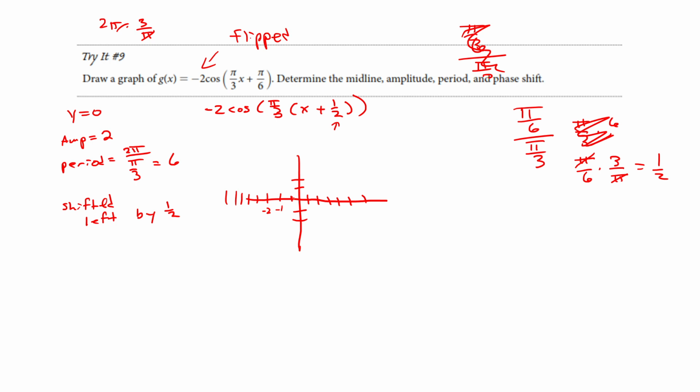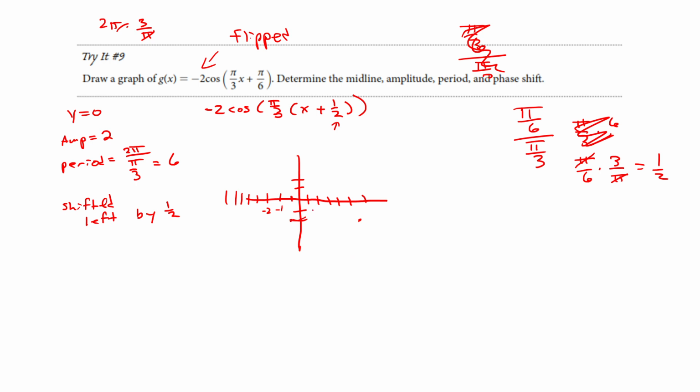So I'm going to start my graph back 1/2. Now, it's going to go up to 2 and down to 2, but it's turned upside down. This is a cosine function that's been turned upside down. So I'm going to start at the bottom instead of at the top. I'm starting there. Now, when I get through a period of 6, I need to have done the entire cosine curve. So if this is 1, 2, 3, 4, 5, 6, and I started at 1/2, at 5 1/2, I need to have done the entire cosine curve.